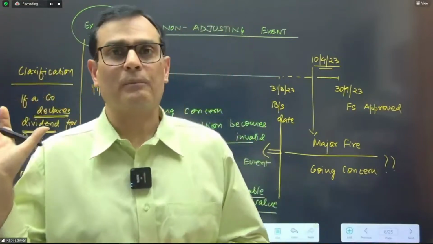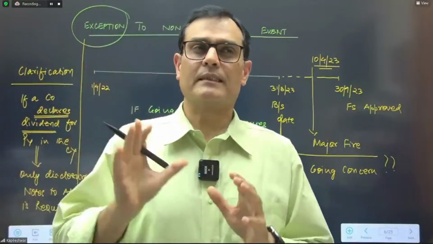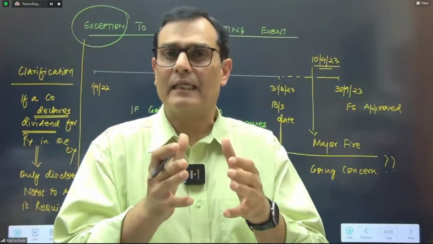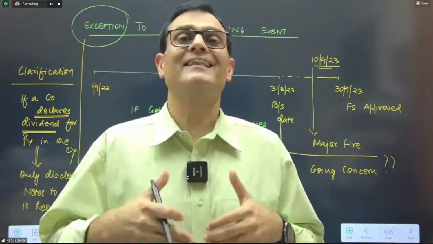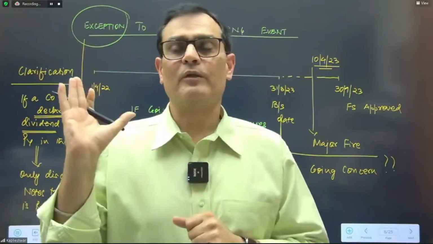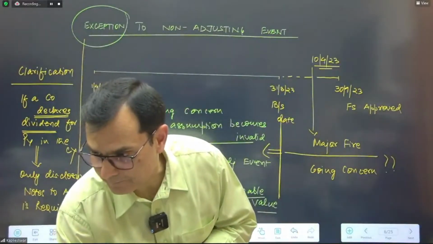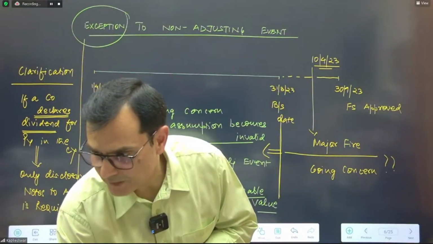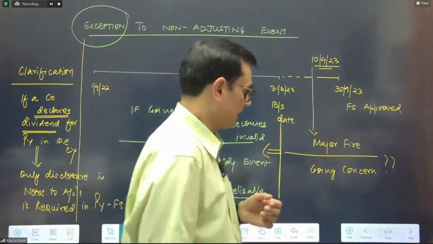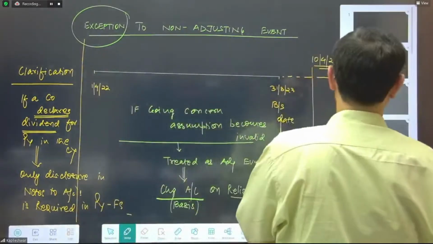This treatment will not apply to interim dividend, because interim dividend is something which is declared as well as paid in the current year itself. So we're looking at final dividend and not interim. Right, beta? Clear on that? Okay. Wonderful indeed. So let's take the journey forward.